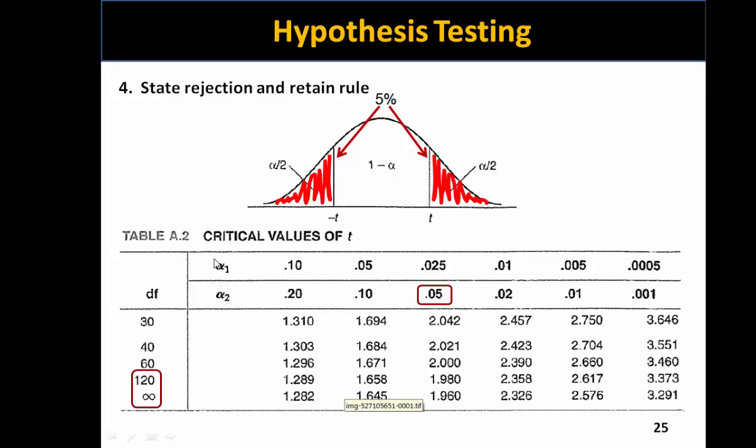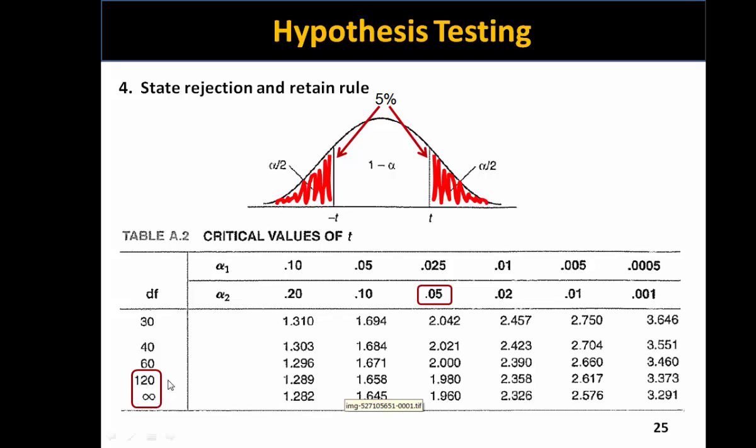Alpha 1 is the row if we decided to go with the directional approach, which is not applicable here. So we go with alpha 2. We locate the column for 0.05. We then go to our degrees of freedom column, and we go down and look for the number corresponding to what we had calculated on the previous slide. And so we have 120, and then the next value up is infinity.